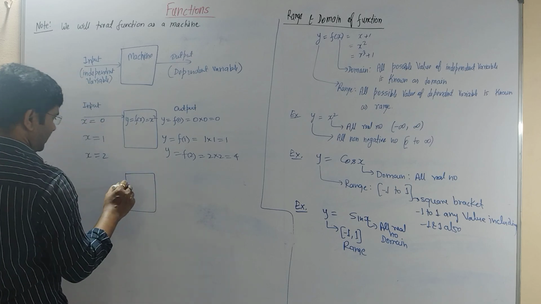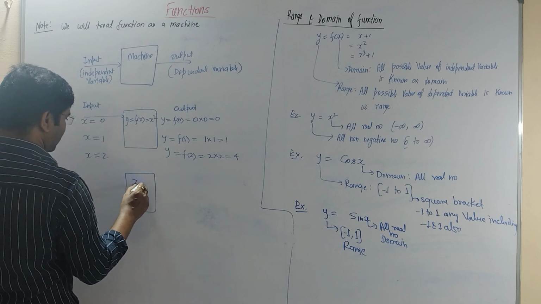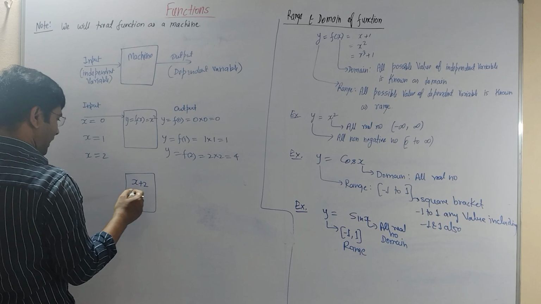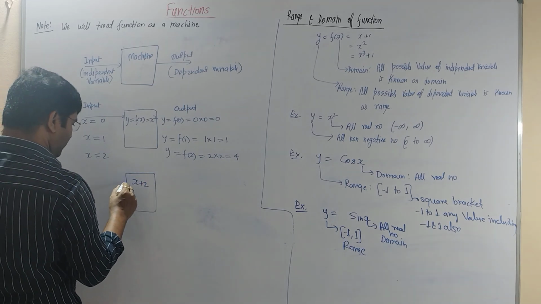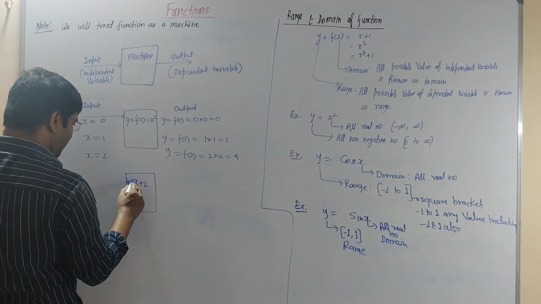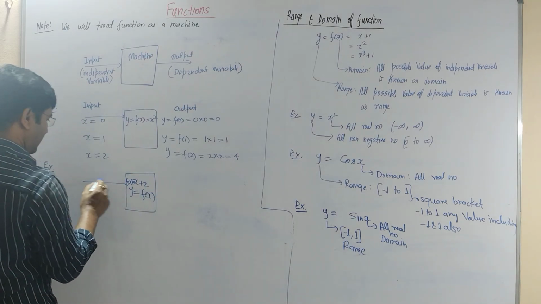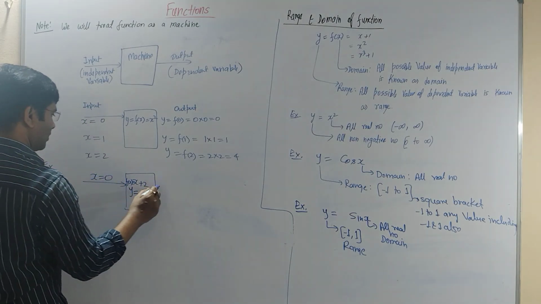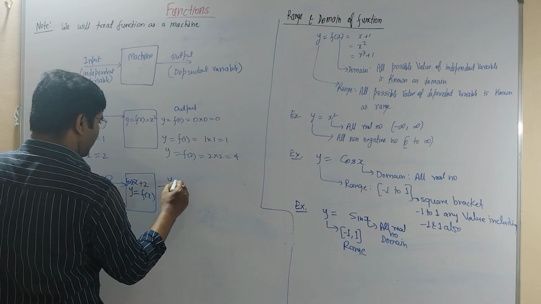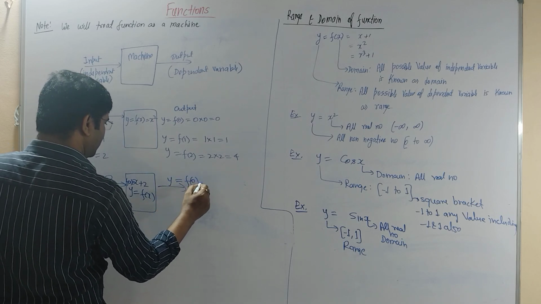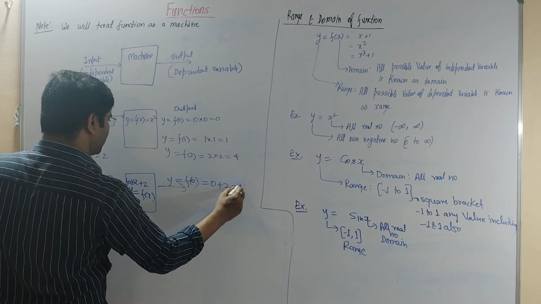Okay, so we can take another example again, like let's say y equal to, I'm saying, x plus 2. So this is machine acting like a function which is equal to x plus 2. So this is y. Okay, y equal to f(x). So now again here, if I put x equal to 0, what output will you get? y will be equal to f(0). It will be 0 plus 2, equal to 2.